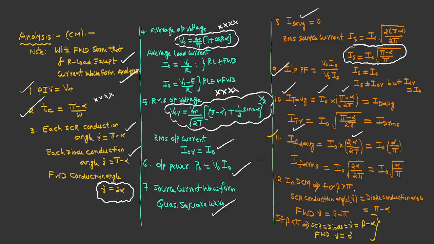In discontinuous mode, for beta greater than pi, students, SCR conduction angle and diode conduction angles are equal to pi minus alpha. But freewheeling diode conduction angle is beta minus pi. Important. This is for discontinuous mode. In discontinuous mode, beta less than pi, I told you so many times, even though freewheeling diode is present, freewheeling diode will not conduct. Then each SCR conduction angle is how much? Beta minus alpha. That you have to concentrate.